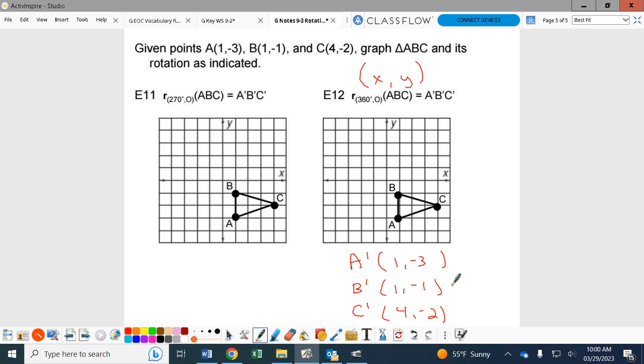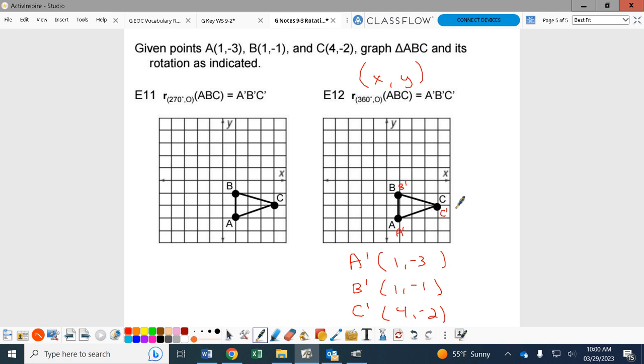No change at all. Okay, so to graph that, all you do is right next to the B, you put B prime. Right next to the A, you put A prime, and right next to C, you put C prime. It's right on top of where it started. 360 means it went all the way around and came back to where it began. It's a big circle. Anybody on that one before we do our 270?